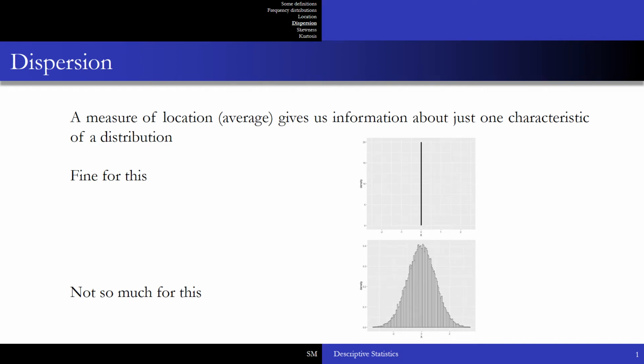A measure of location or an average gives us information about just one characteristic of a distribution. And that's fine if your distribution looks like this one in the top panel here, where all of the observations are concentrated in a spike. It's not so great if your distribution looks like this, though, in the bottom panel, where though many of the observations are concentrated in the middle, there is a significant spread to each side.